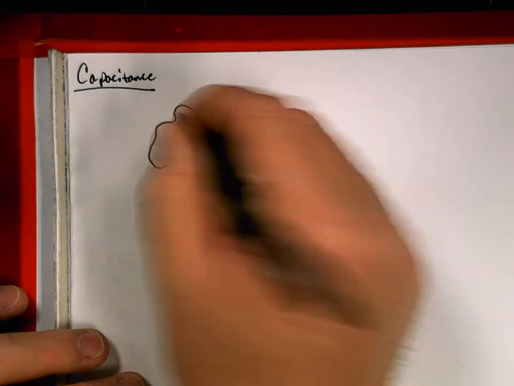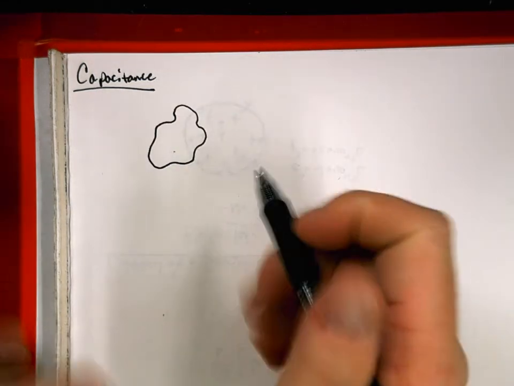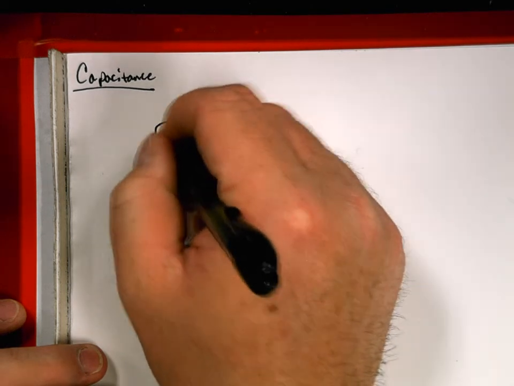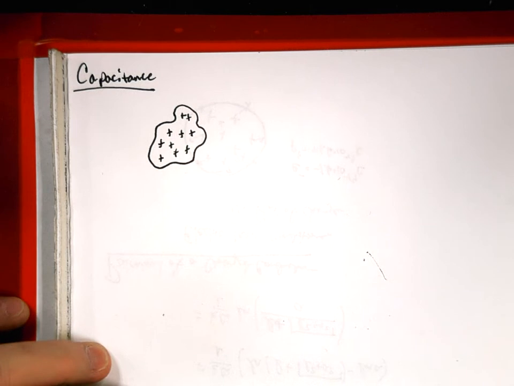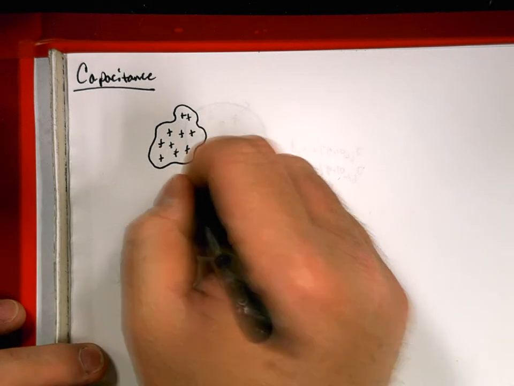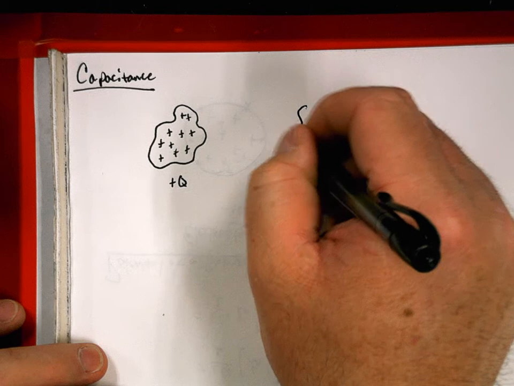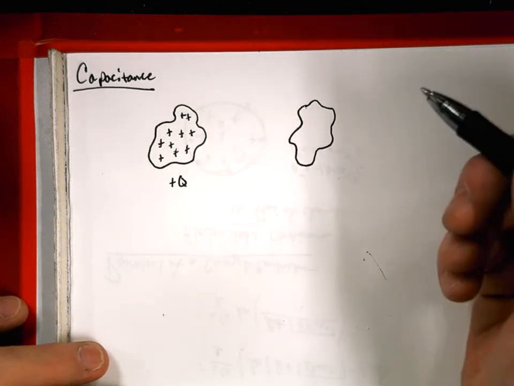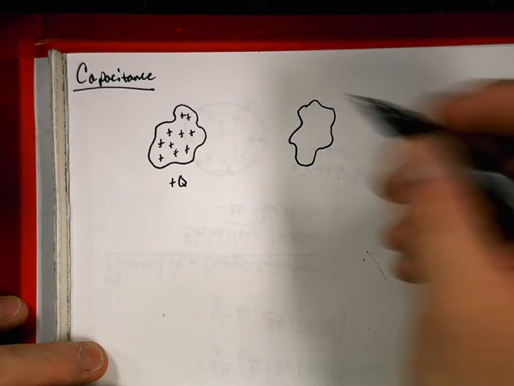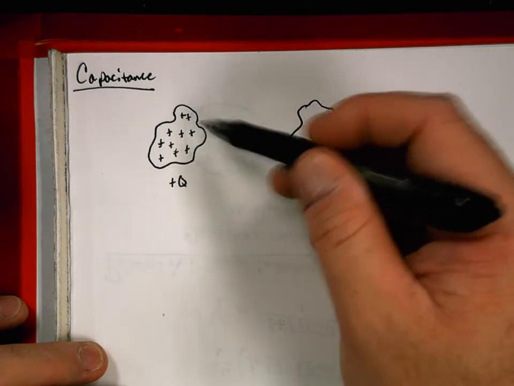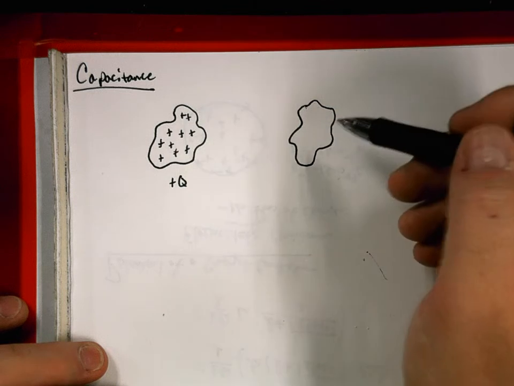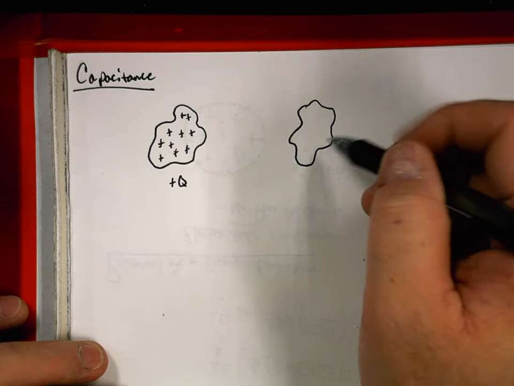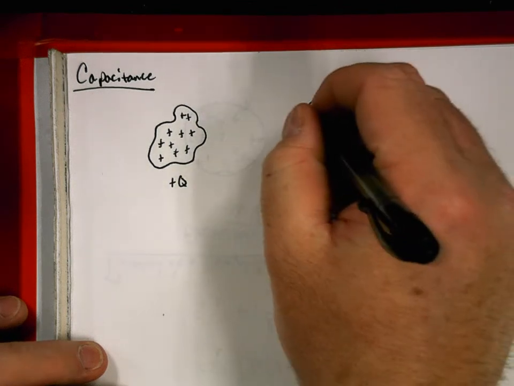Okay, so we have one here that has a positive Q, and then we have another one over here. What we've done is create a separation of charge. Somehow we were able to get the abundance of electrons that was on here over here. So these two things are going to have equal charge.